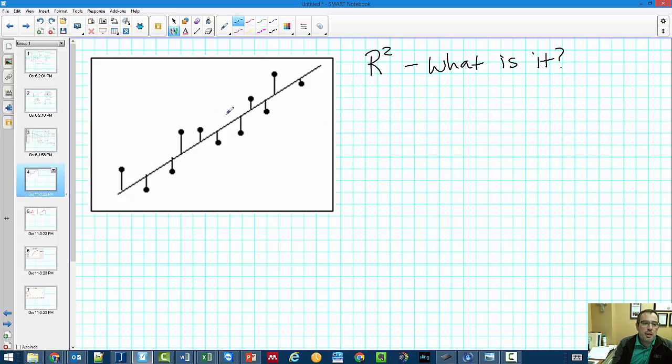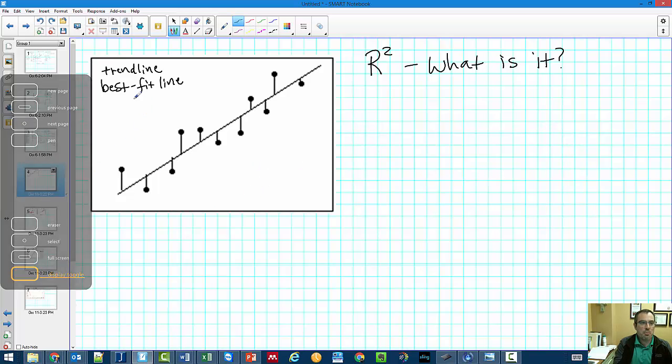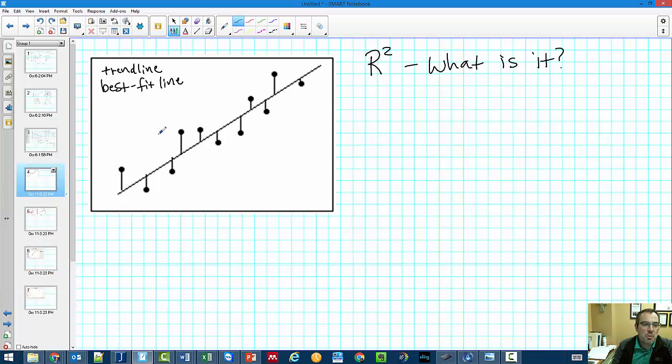So here I just have a sample image that shows a trend line. You'll see a number of words for this. You might call it a trend line. You might also see people refer to it as a best fit line. It really is a line that we think does the best job of representing some data here.